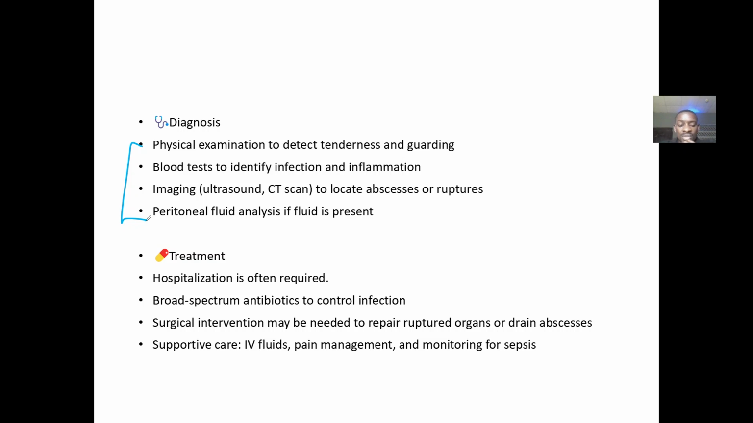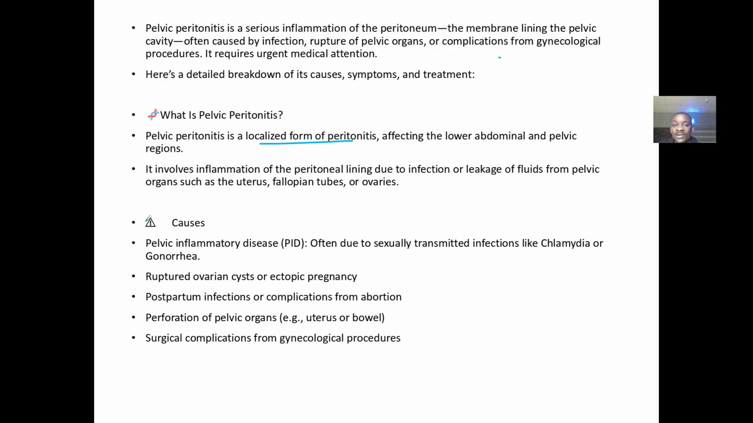So treatments: you can hospitalize a person, and give broad spectrum antibiotics to control infection. Then sometimes if there's an abscess or damage to some organs, you have to intervene surgically. Then the person is getting dehydrated and all of that. There's pain, dehydration, so IV fluids, pain management drugs like corticosteroids.